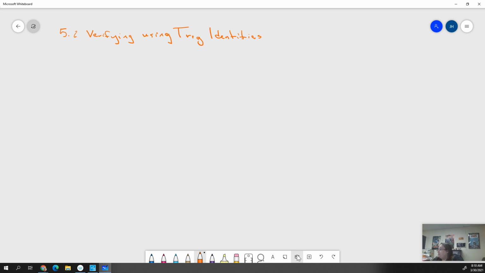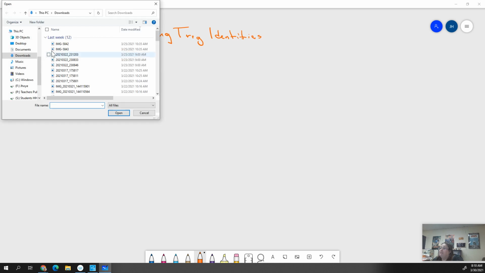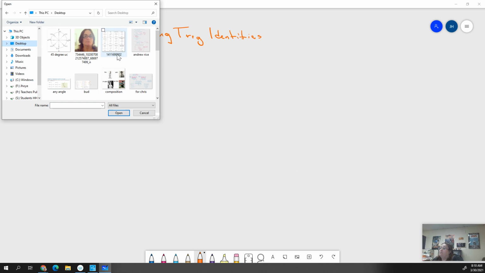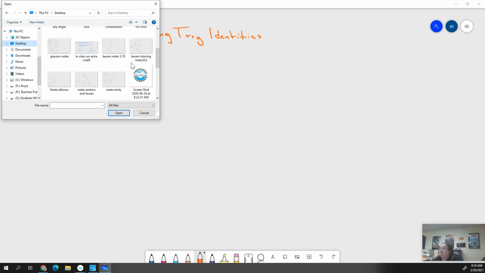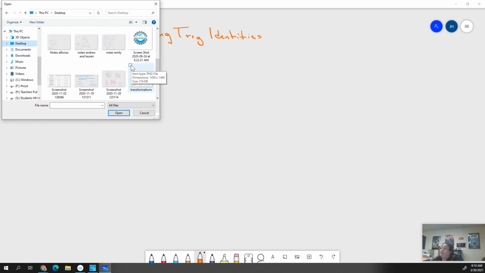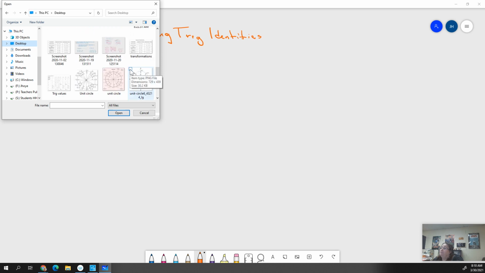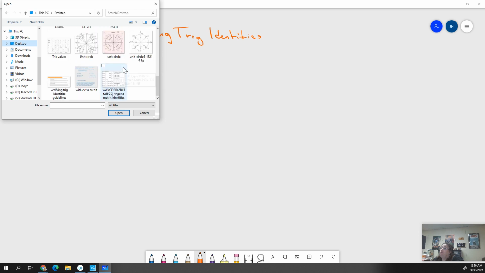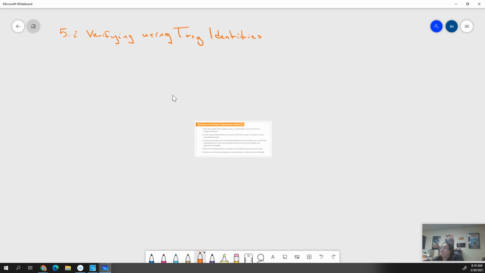What I did yesterday is I pulled up a photo. I saved myself a photo of all of the trig identities so that we would have it at our disposal today. Now I just got to figure out where I saved it to. Trig values, verifying trig identities guidelines. That's the one I wanted.